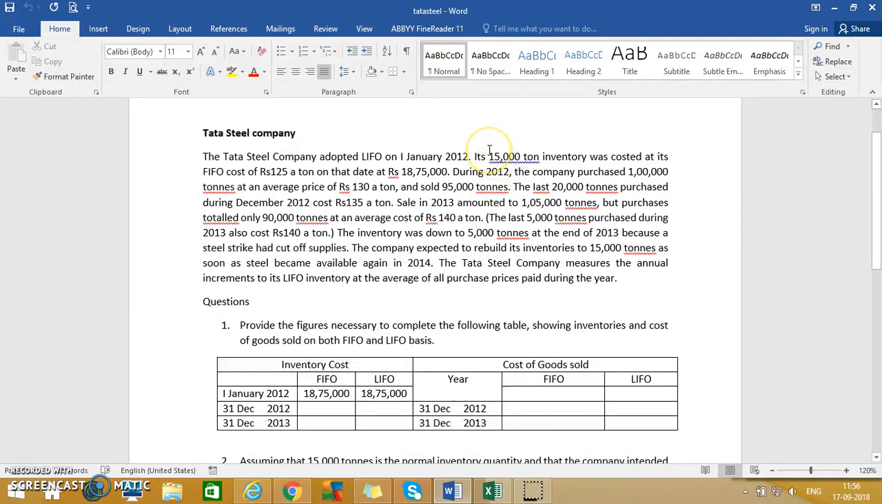So let us just look at the material that was purchased by the company in the year 2012. The company had 15,000 tons of inventory at the beginning of the year, and they had purchased 1 lakh units during the year 2012, and they have sold away 95,000 tons of material in the year 2012. Now, first of all, I would be more interested in the physical movement of the material to find out what is the material that is left out at the end of the year.